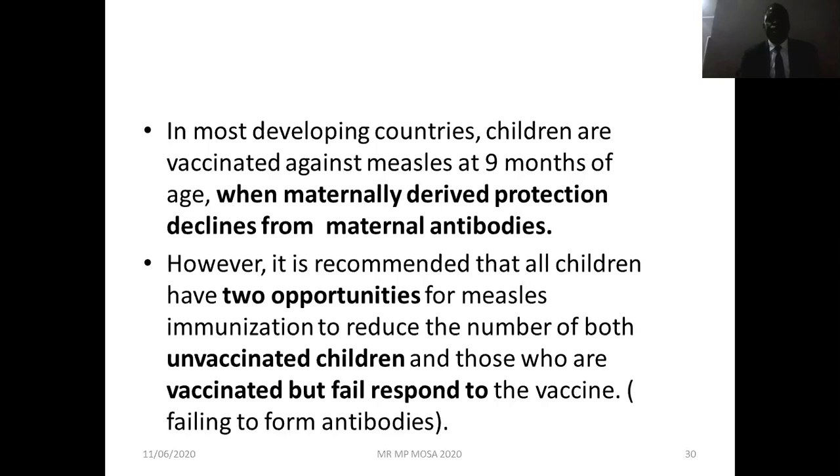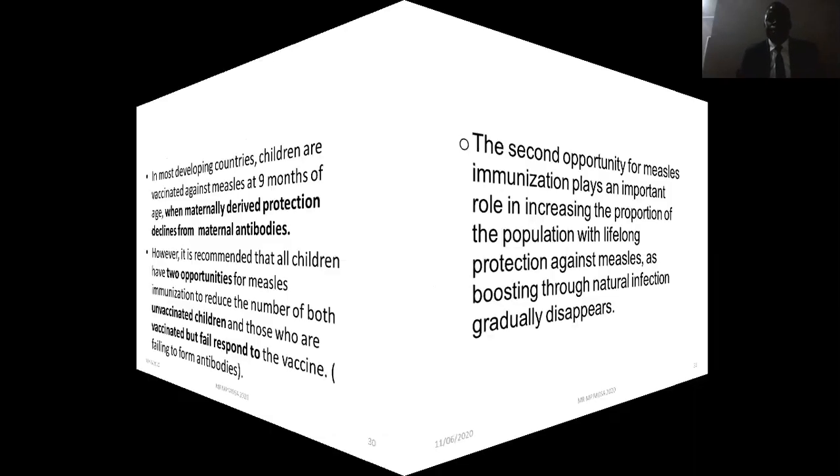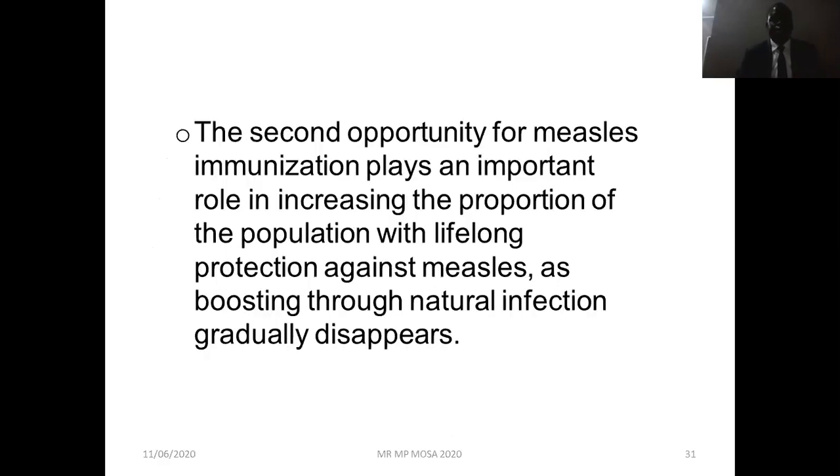So we are saying a child is supposed to receive 2 doses of measles. These 2 doses are aimed to ensure that all children have been vaccinated against measles. Then, if the first dose did not work properly, we are hoping that the second dose can be effective for the child, and this is the reason why we're giving 2 doses of these vaccines to the child.